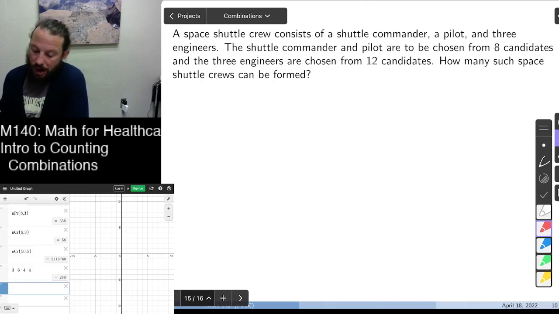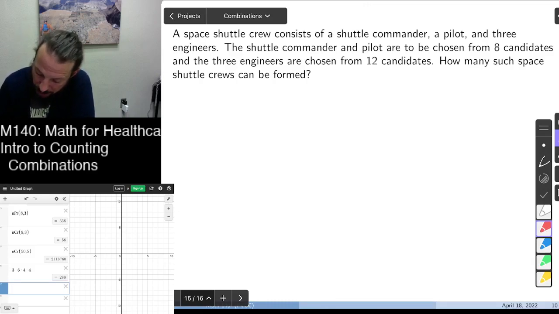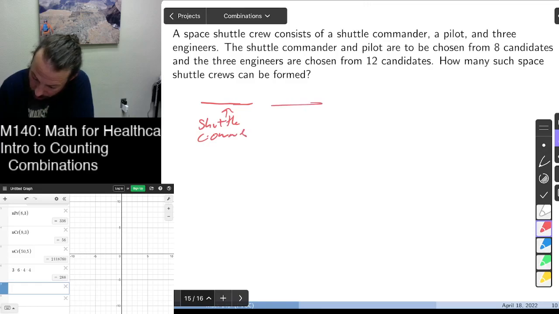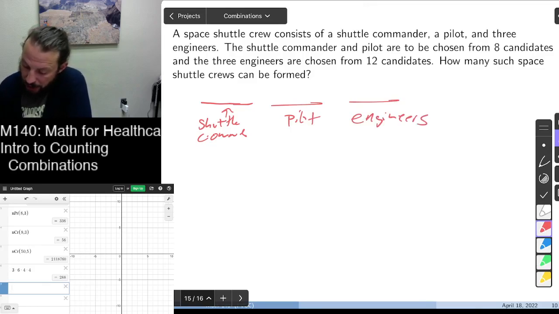All right, so here, I think this is a little bit of a mixture. We need to count how many ways we could pick the shuttle commander, and then we have the pilot, and then we have the engineers, who are not distinguishable from each other. So how many ways are there to choose the shuttle commander? 8, and then once you choose that, there are 7 ways to choose the pilot.